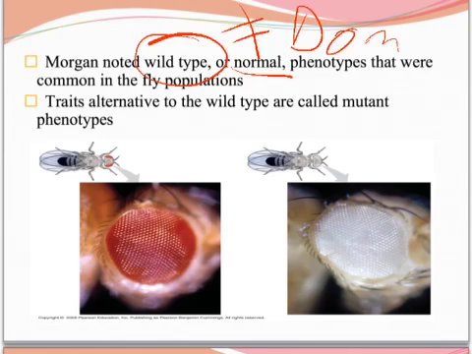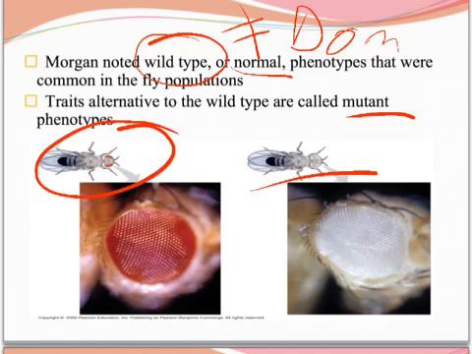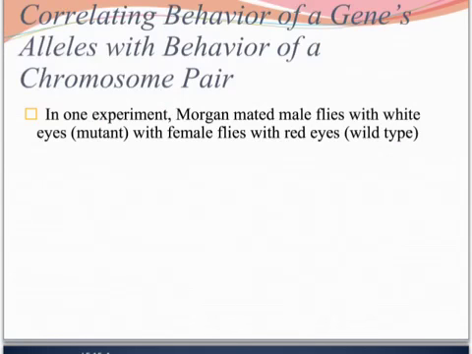Okay? Traits alternate. The ones that are not the wild type are called the mutant phenotype. So red-eye is the most common, white-eyed is the mutant phenotype. So, why does this matter? What is Morgan kind of famous for? One of the things he did is he crossed male flies with white eyes that were mutant to female flies with red eyes that were wild type.